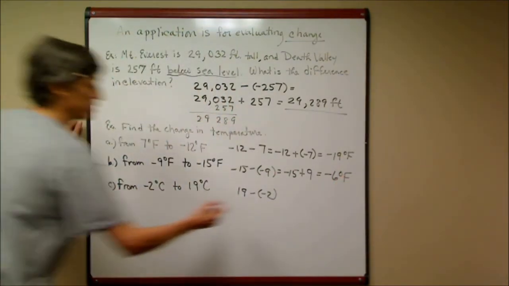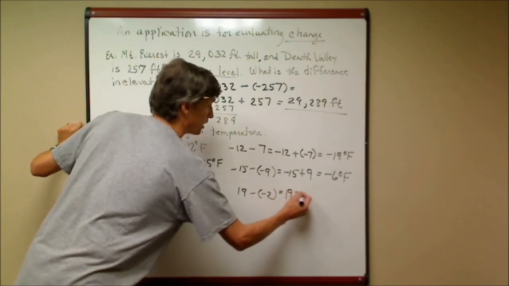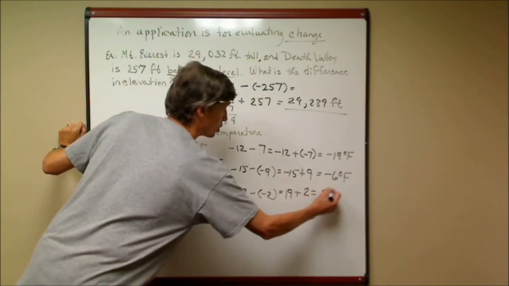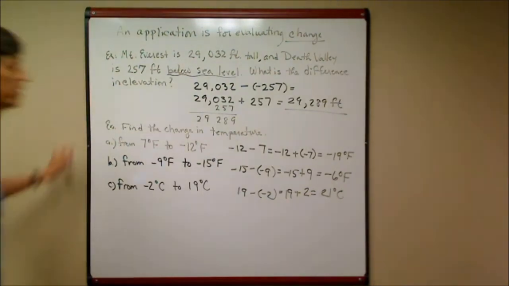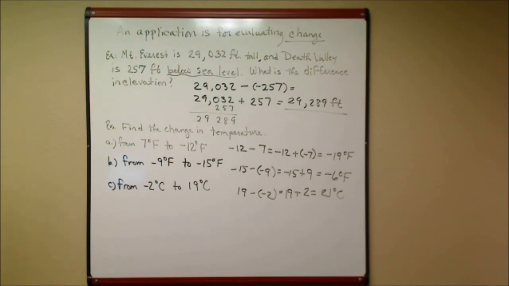And this last one, this is 19 plus a positive 2, or 21 degrees Celsius, which would mean an increase of 21 degrees. You can see the applications, and you'll need to make sure that you know your rules for subtracting integers as well as you know your rules for adding integers, because they're so closely related. And that, of course, takes practice, practice, practice.